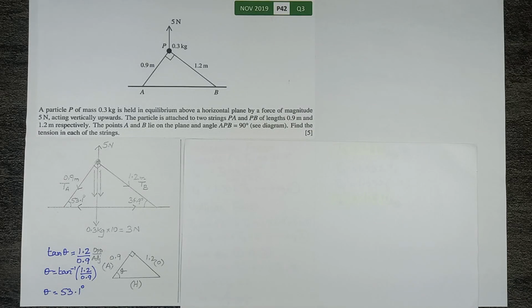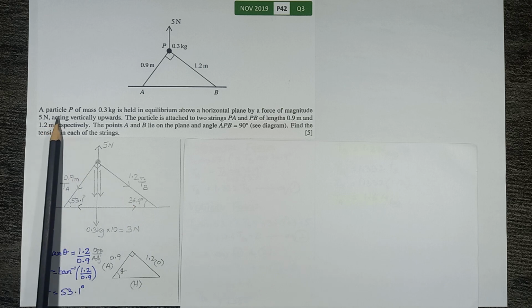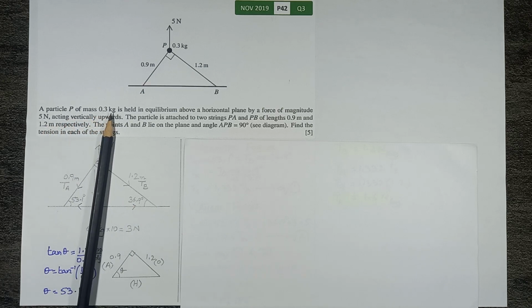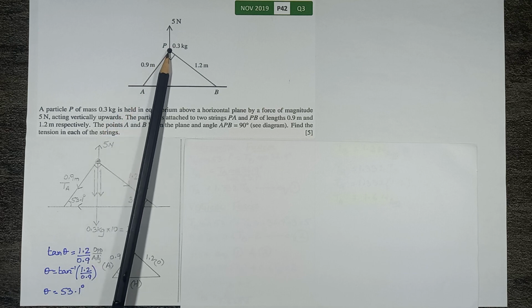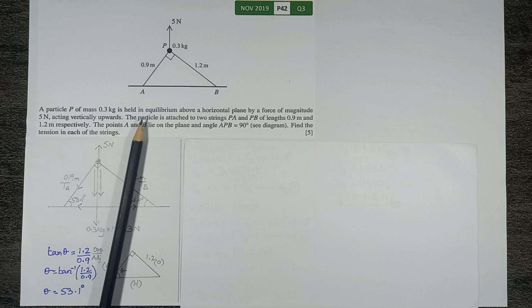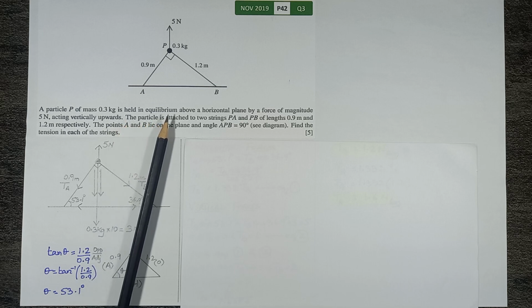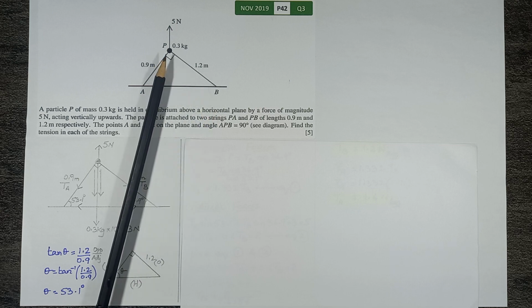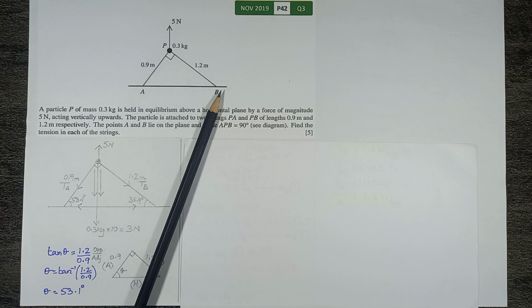Hello everyone. We have a question which says that a particle P of mass 0.3 kg is held in equilibrium above the horizontal. So the condition is equilibrium.